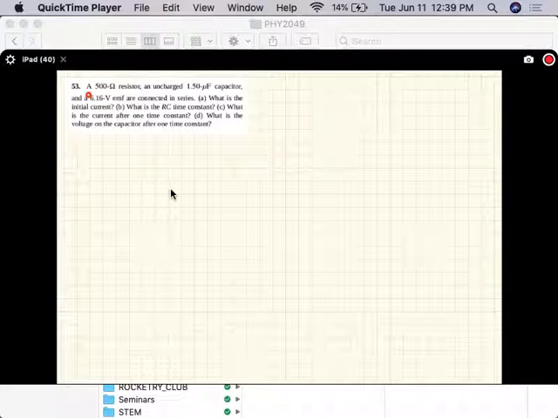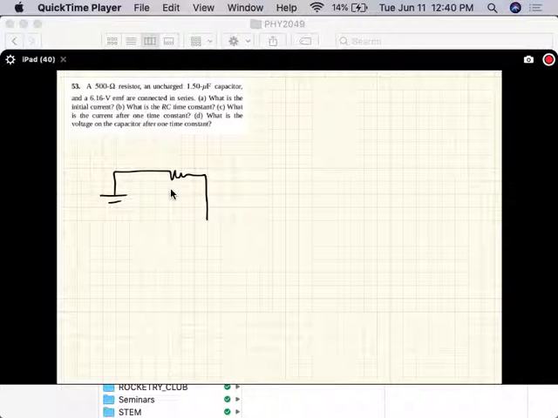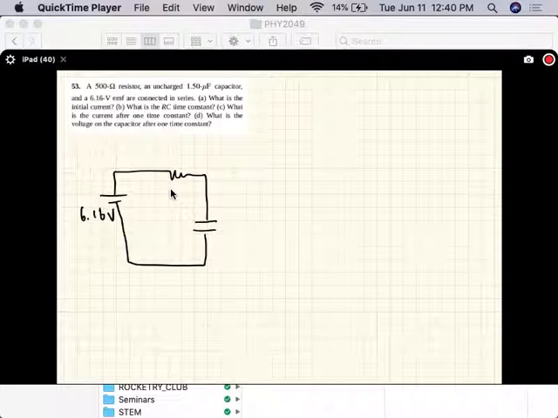So this problem says a 500 ohm resistor, an uncharged 1.5 microfarad capacitor, and a 6.16 volt EMF are connected in series. So there's the circuit. This is 6.16 volts, 500 ohms, and 1.5 microfarads.